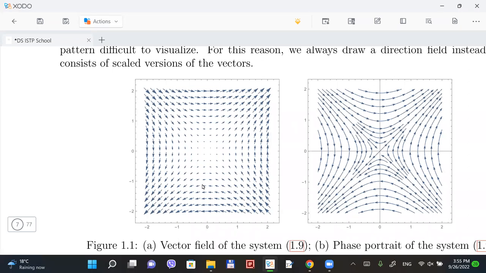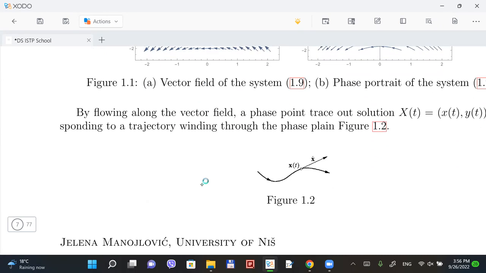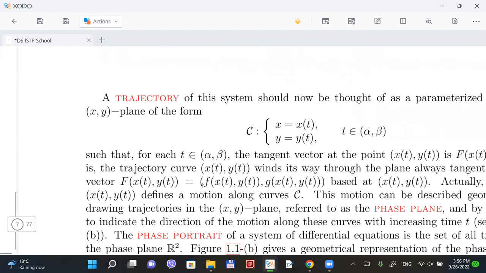So, what is now the phase portrait? Just imagine that you start flowing along the vector field. If you flow along the vector field, the phase point traces the solution of the system, and we have what we call the trajectory.